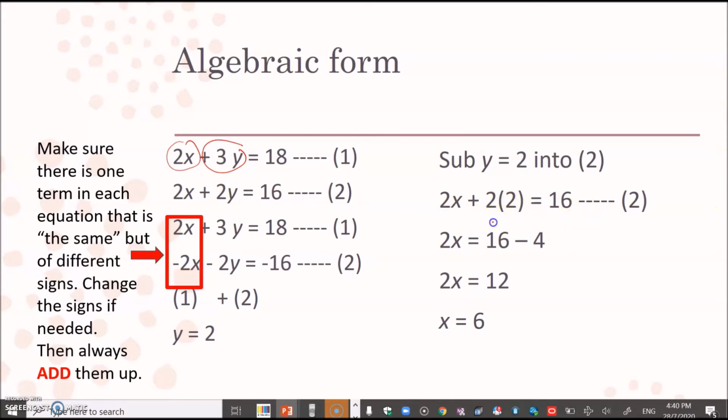Okay, so this one here, I can actually do a balancing, minus 4 and minus 4. So 16 minus 4 will give me 12. So x equals 6. So in other words, one burger is actually $6.